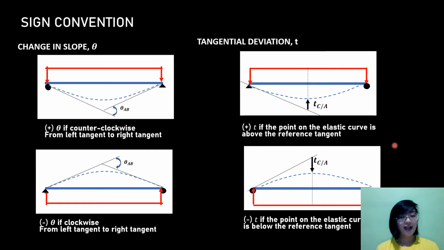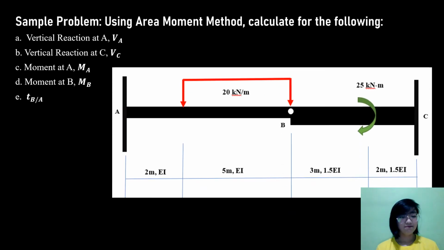To further understand, let's go to sample problems. Now, using area moment method, calculate for the following: the vertical reaction at A, vertical reaction at C, moment at A, moment at B, and TBA. So let's go to the first step.